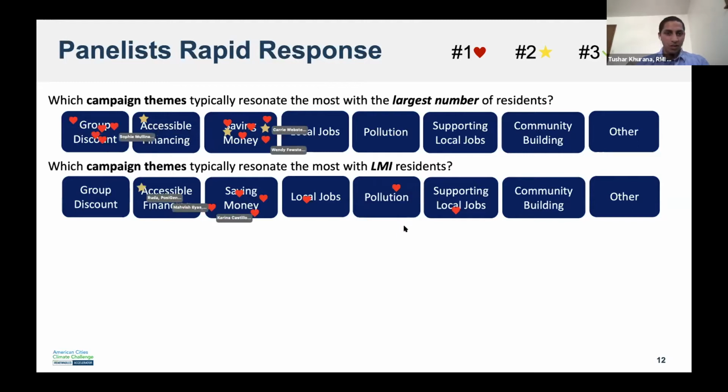It looks like we're getting a lot of responses. Looks like saving money is definitely a big one. Group discount. And then there's a spread across building communities, supporting local jobs.